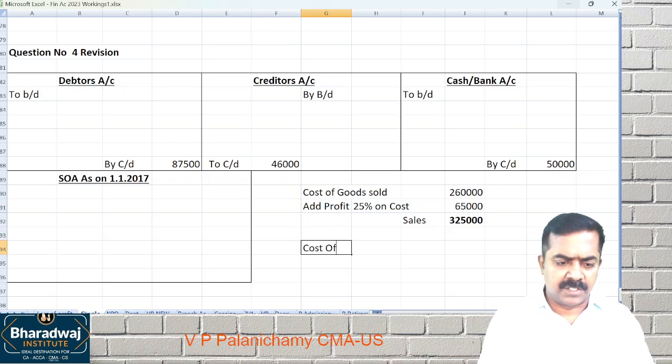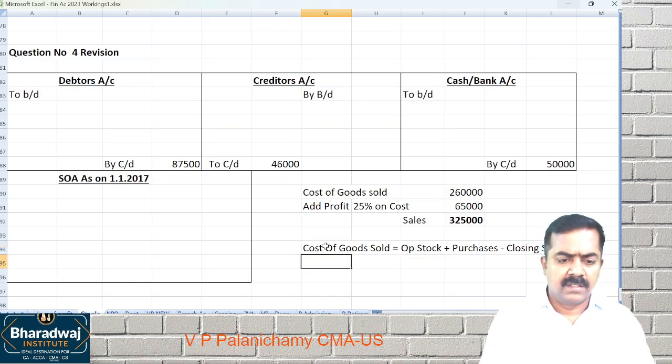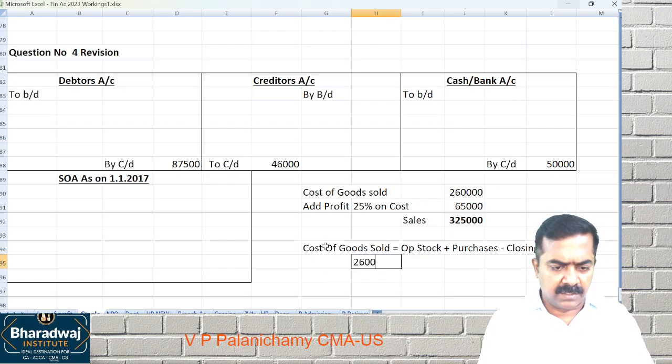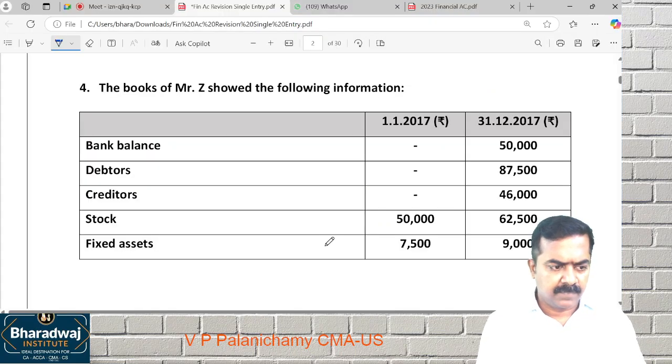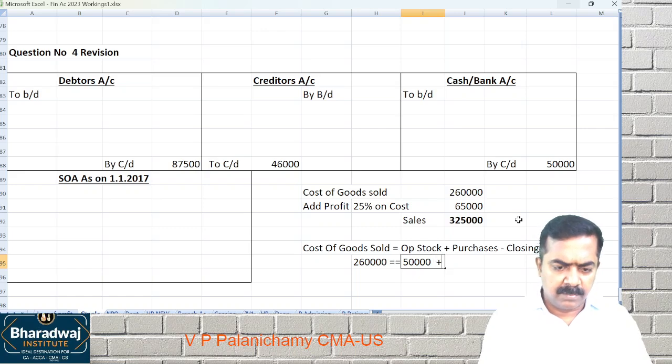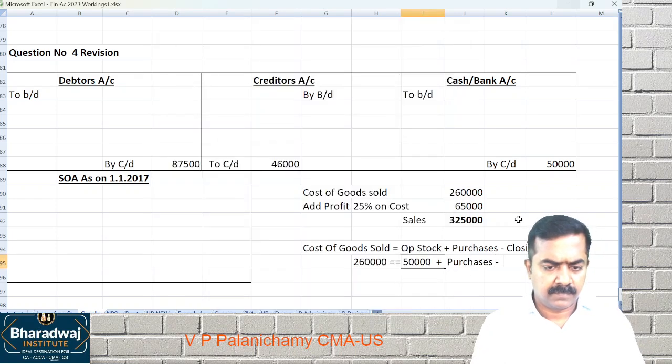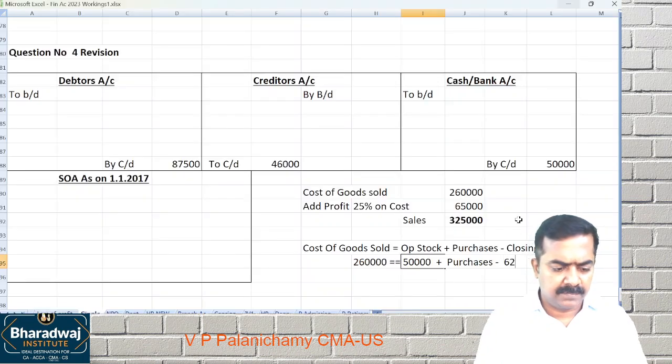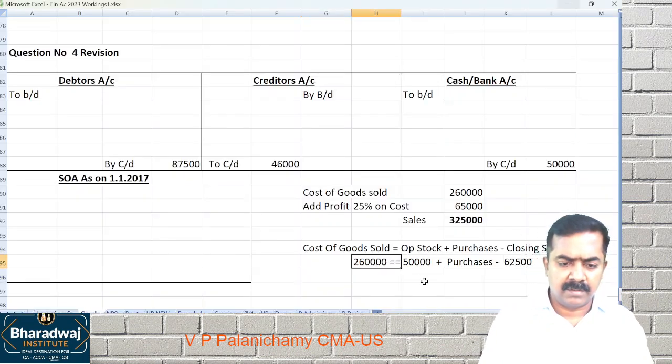What is the formula for cost of goods sold? Opening stock plus purchases minus closing stock. Cost of goods sold we know, 2,60,000. This is equal to opening stock, what is given? Opening stock 50,000 plus purchases, we do not know, minus closing stock. What is the closing stock? 62,500. Solve this, you will get purchases.